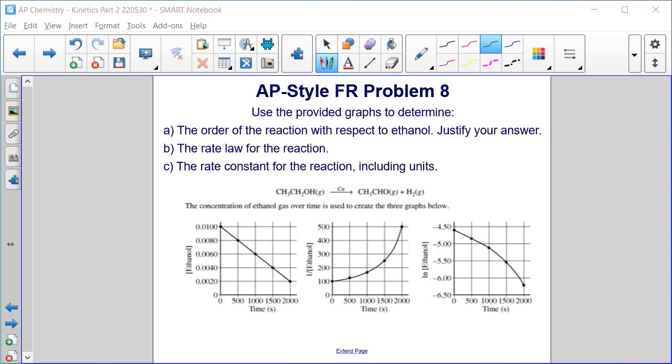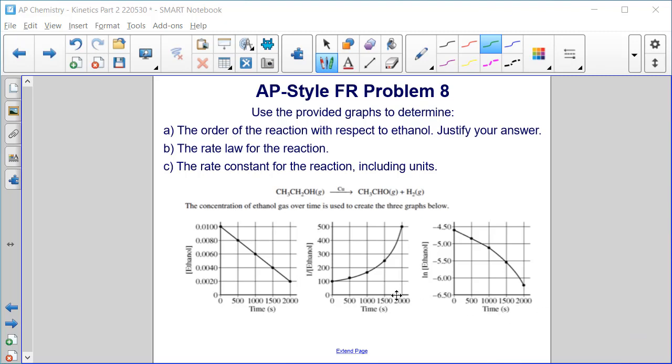AP Style Free Response Problem 8. Use the provided graphs to determine A, the order of the reaction with respect to ethanol. Justify your answer. B, the rate law for the reaction. And C, the rate constant for the reaction, including units.